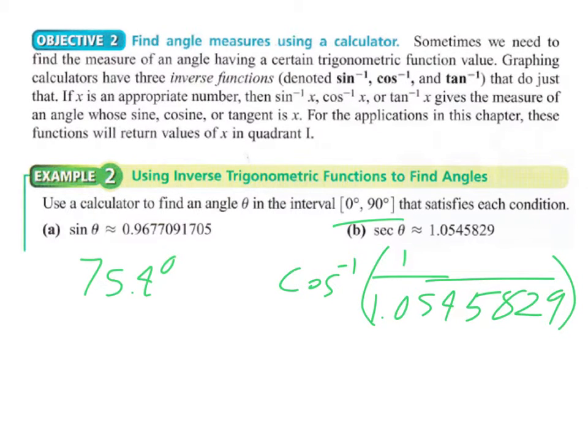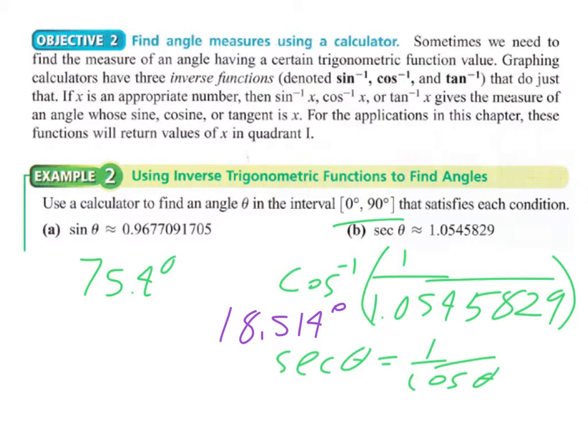What we're saying there is, again, secant of theta equals 1 over the cosine of theta. So when we're trying to find the secant, that 1.0545829 would equal 1 over the cosine. Then we'd have to flip the whole thing over and get the cosine equals 1 over this fraction, and so then we would do the inverse cosine of that. That ends up giving you about an 18.5 degree angle, so 18.514 degrees. And again, just an approximation there, of course.